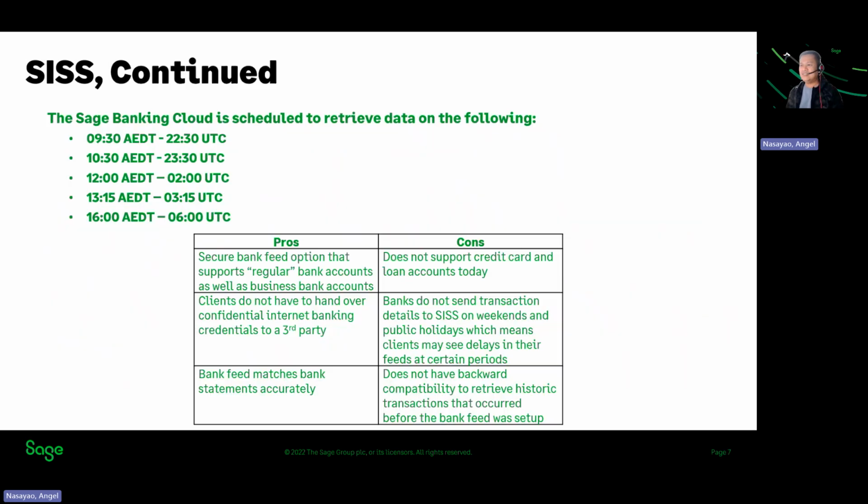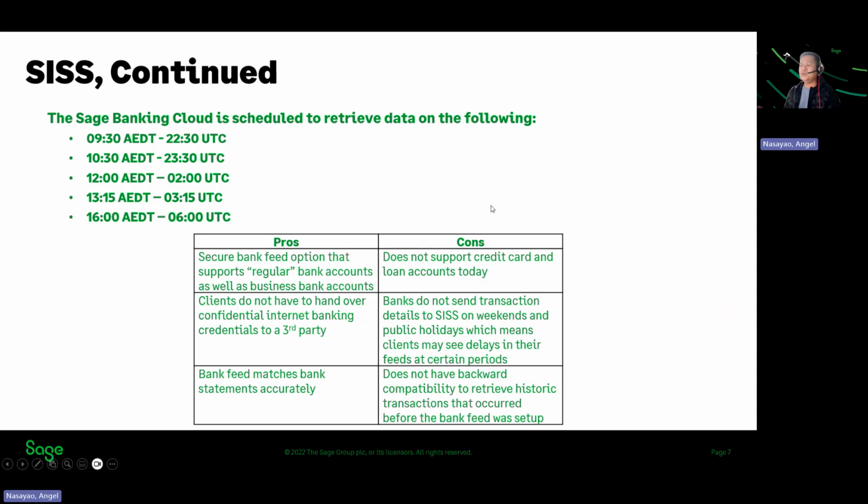That's for SIS. And the Sage Banking Cloud is scheduled to retrieve data on the following schedule. At least five times, the Sage Banking Cloud retrieves the cleared bank transactions from SIS from the previous day. Then at the end of the day, those should be available if made available by the bank, and SIS will get them, and essentially Sage Banking Cloud will get that information from SIS.